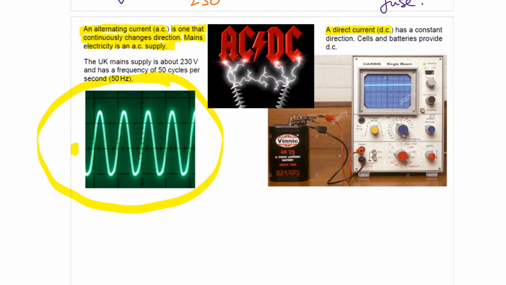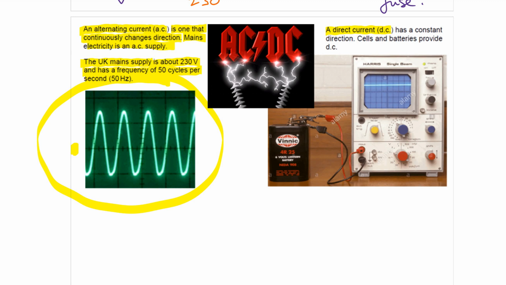In fact, UK mains electricity is supplied at about 230 volts, and it has a frequency of 50 cycles a second, or 50 hertz. In other words, the current changes direction, flows one way and then the opposite way, 50 times a second.